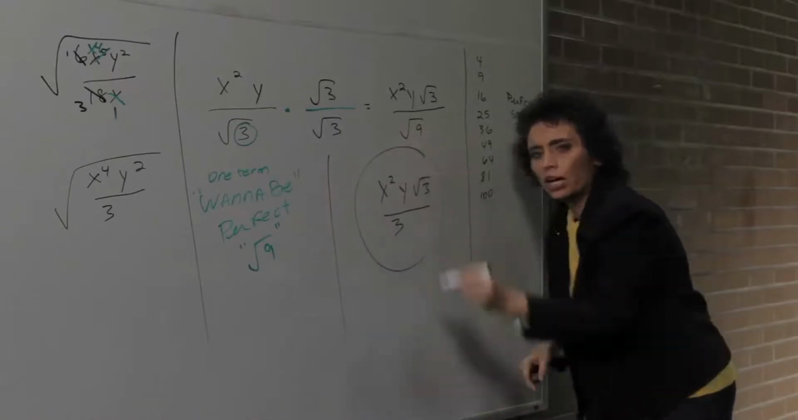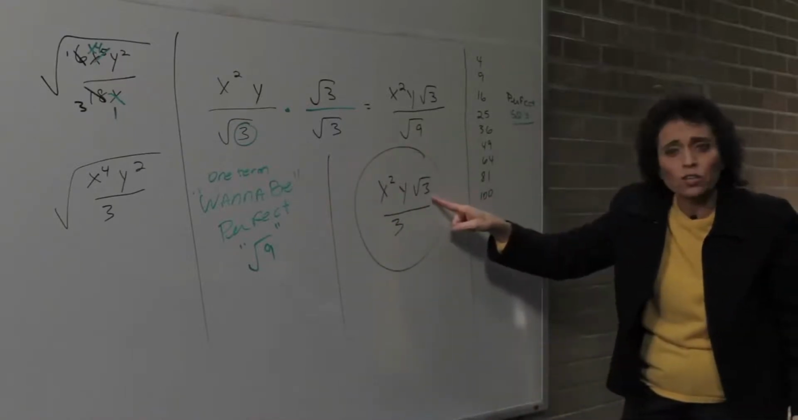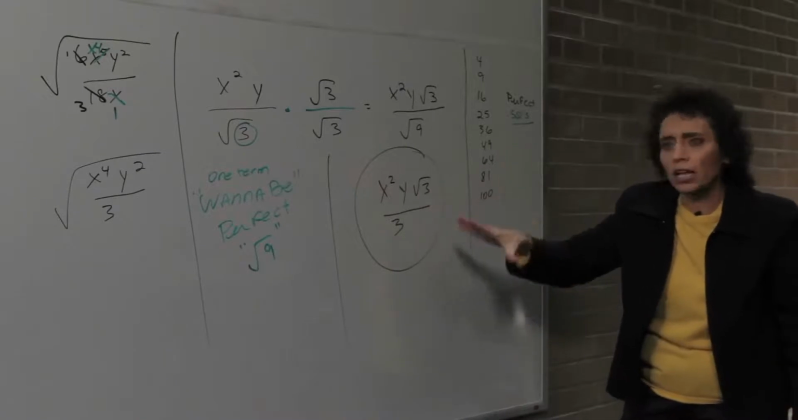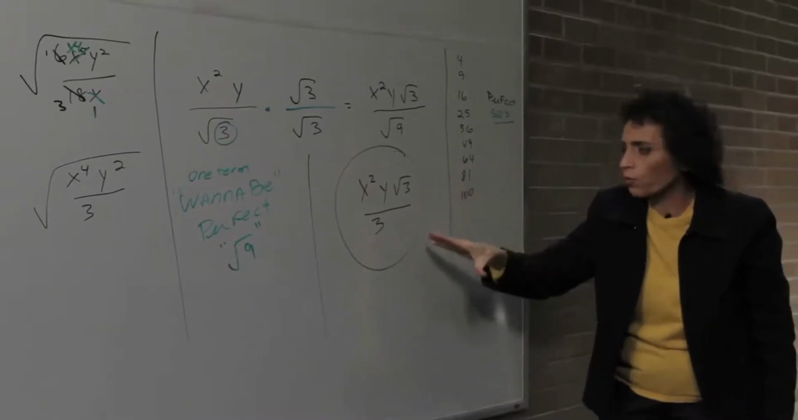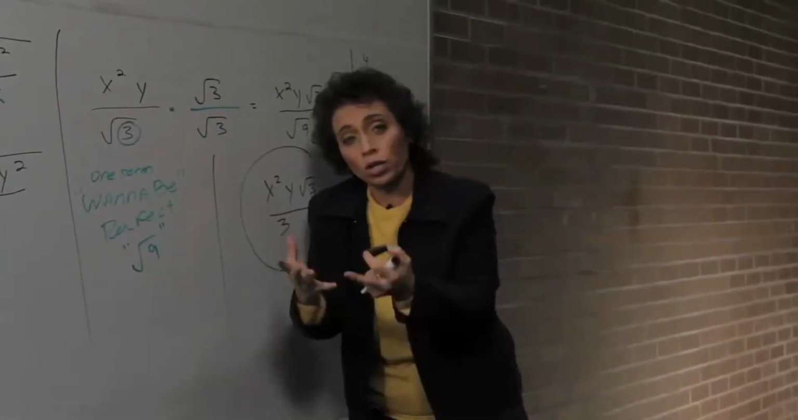We are now done because the radical's out of the denominator. And this we don't have to simplify because it can't be. We are done. X squared y, square root of 3, over 3, done deal. That's called a wannabe. We're going to do more.